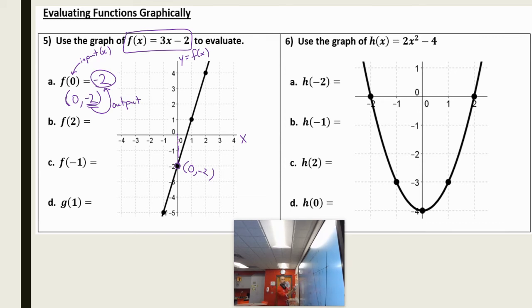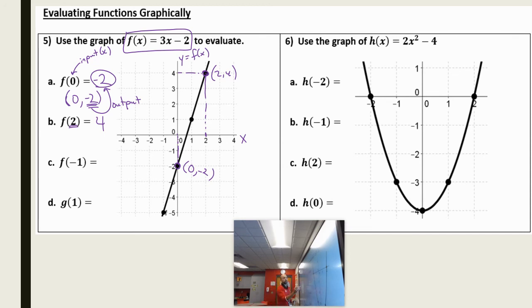Okay. The next one, here's my input, right? That's the x value. So if I go to x equals 2, travel up to my graph, there's the ordered pair. Travel over, and it's 4. So 2, comma 4 is that ordered pair. 4 is the output. 4 is my answer.